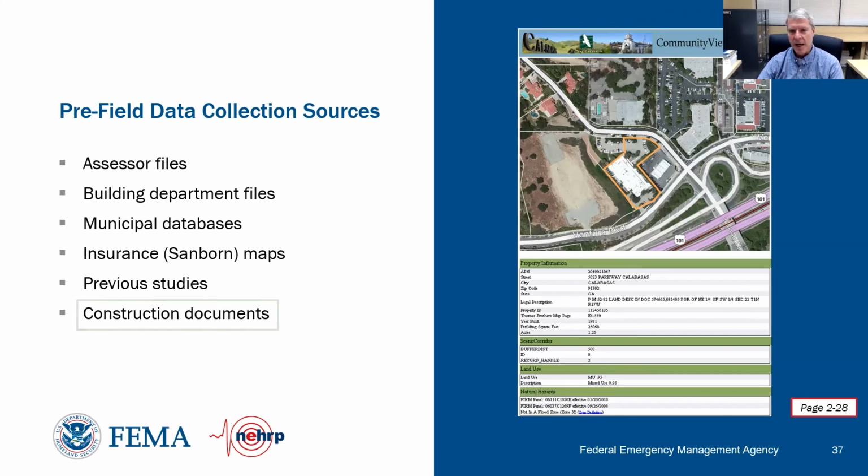And then the construction documents are actually last on the list here, but they're probably one of the most important ones, but they are oftentimes difficult to find, particularly for older buildings. And so the photograph here shows an excerpt from a building department file that has a lot of information associated with a particular building, including its address, square footage, land use, etc.